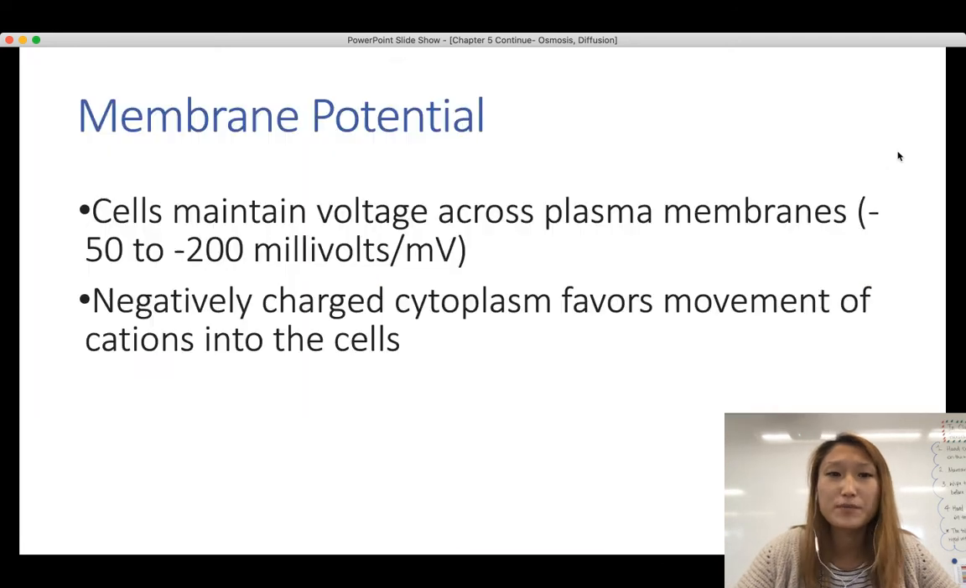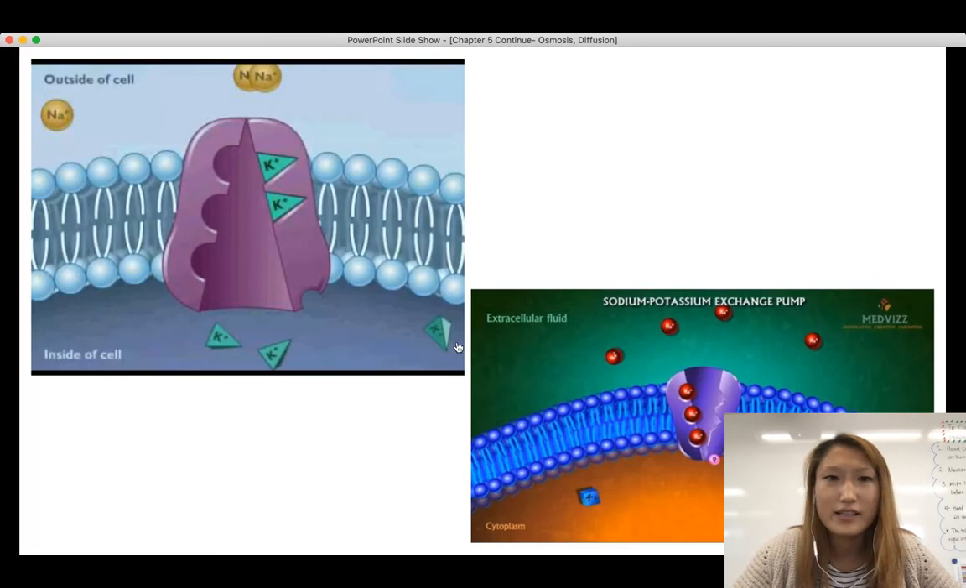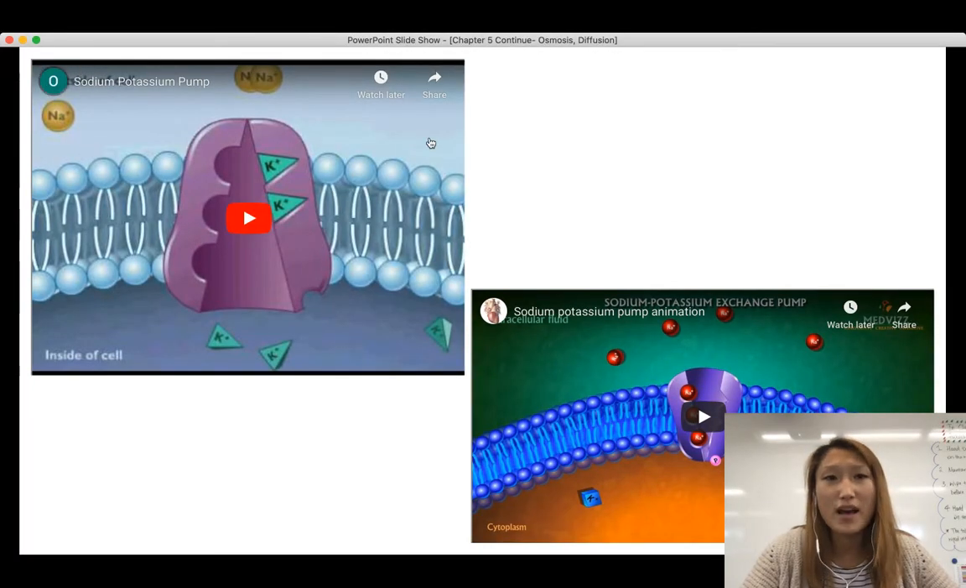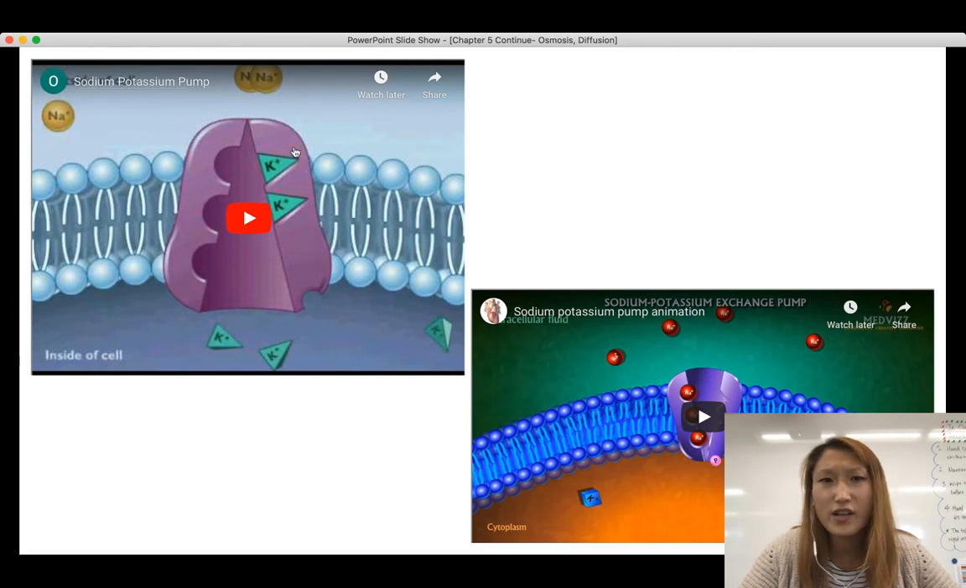So for example, again, let's go back and look at this picture right here, right? So we're pumping more and more of the sodium outside. So there is a chemical gradient of sodium ions, a higher concentration of the sodium ion outside the cell and lower concentration of the sodium ions inside of the cell, right? So that's a concentration gradient.